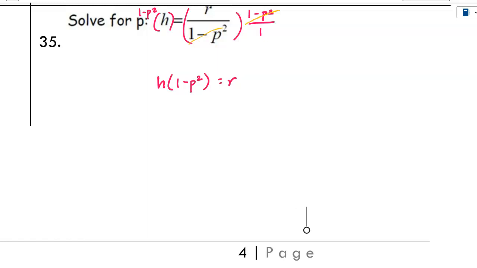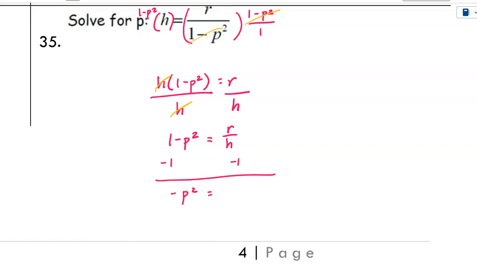Okay, let's see. If I distribute the h, I can, but it's already in its factored form, isn't it? So I could just divide both sides by h. So get 1 minus p squared. There we go. And equals r over h. And then I'm going to move the 1 over.